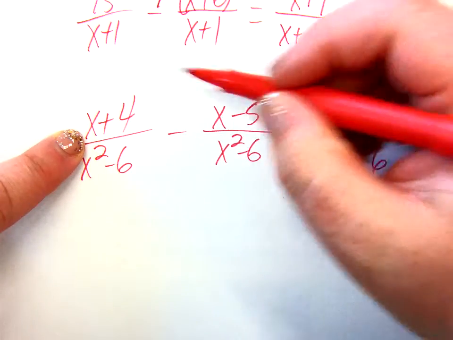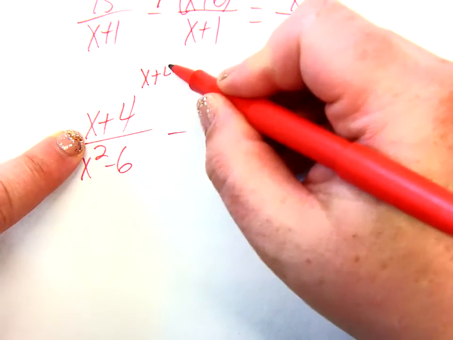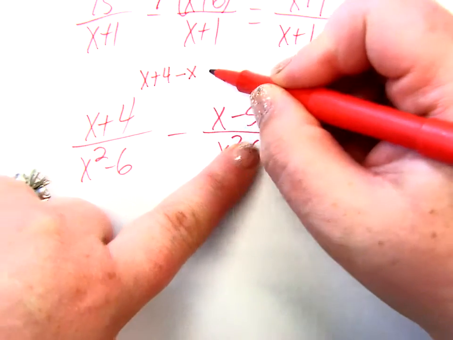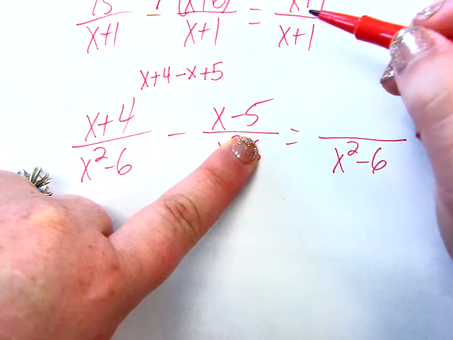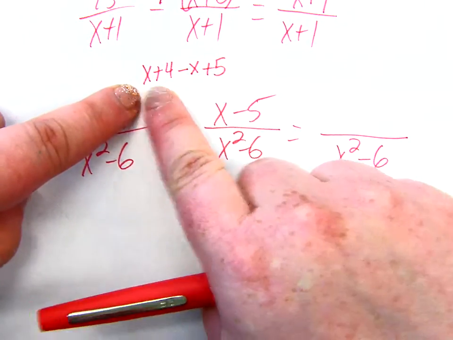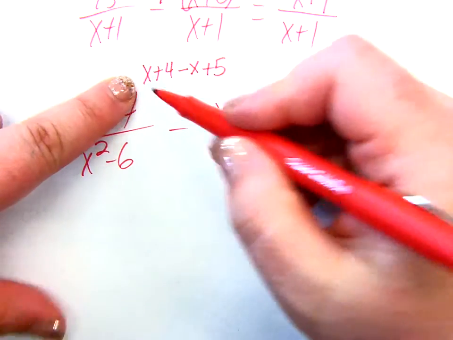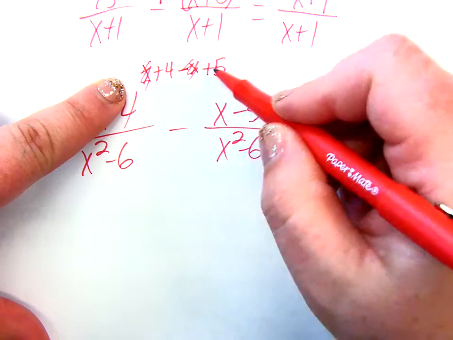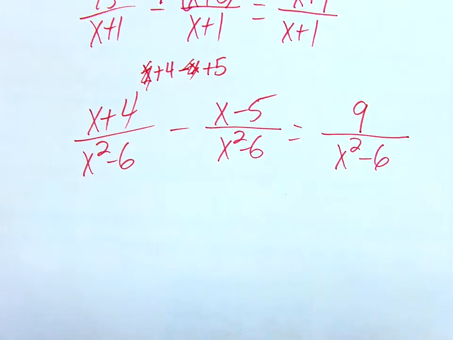Sometimes I like to rewrite it. I'm doing x plus 4 minus x plus 5, because I need to subtract both of those. So when I combine like terms here, x minus x, well, they're gone. And then I have 4 plus 5. I just get a 9. Okay, so just be mindful of that.